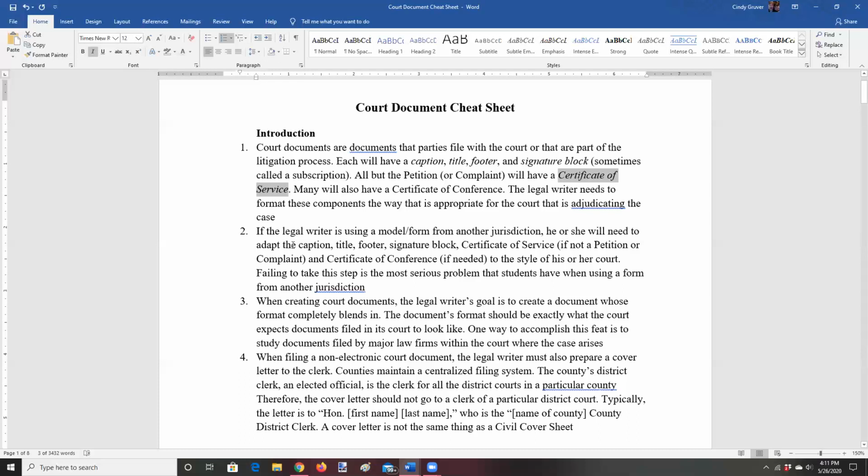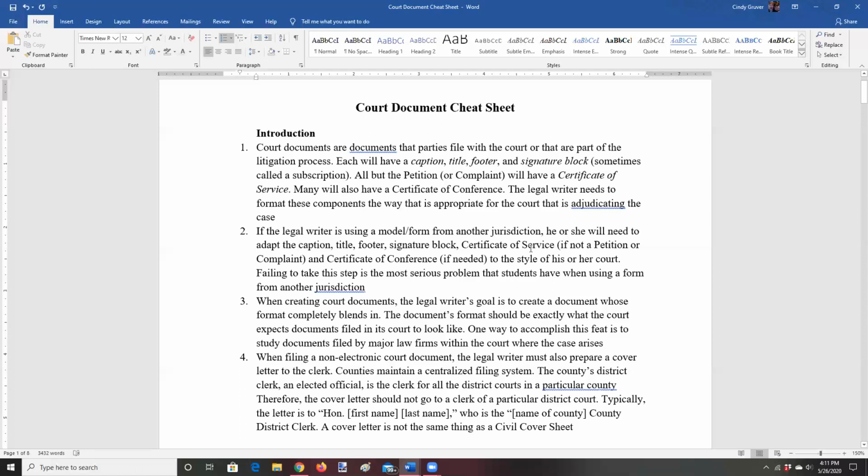We talked about how you will need to adapt all of these components if you are using a model from another jurisdiction. So what I suggest that you do, when you get a model from another jurisdiction, is don't even take their example of captions or any other things. Just take what I'm going to call the body, take that body and plop it down, and don't even look at how they're formatting the caption or the footer or the signature block or certificate of service.